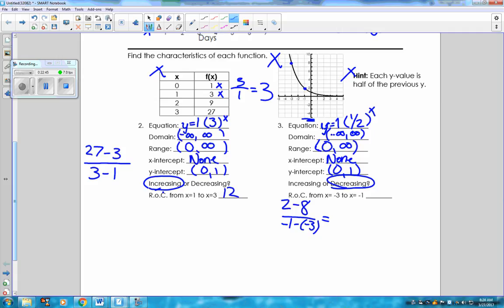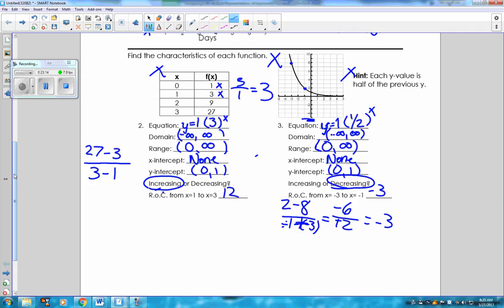Time out. 1 minus a negative 3. So that becomes a positive. So negative 1 plus 3 is a positive 2. Negative 6 divided by a positive 2 gives me negative 3. So my rate of change was negative 3.